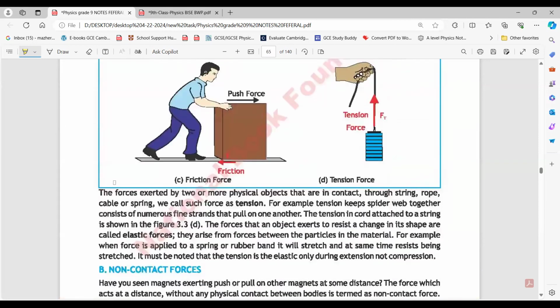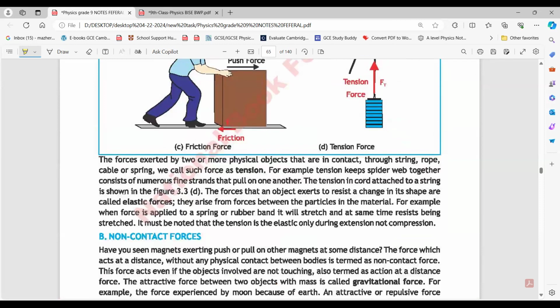And here's a definition of tension. The force exerted by two or more physical objects that are in contact through string, rope, cable, or spring. We call such a force tension.